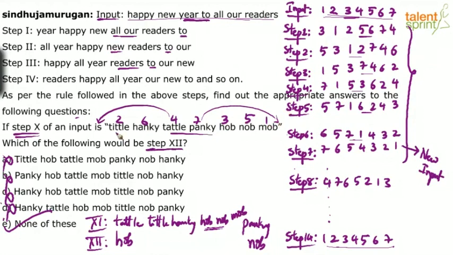Are you able to follow? I am explaining you the second way. We have already got the answer as none of this by just getting step 12 from step 10. The other way is as follows. You know that step 10 is reverse of step 3. So step 3 we know is 1537462.